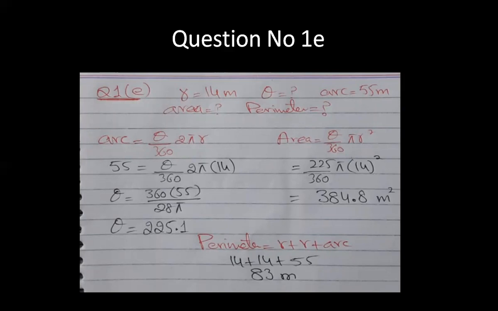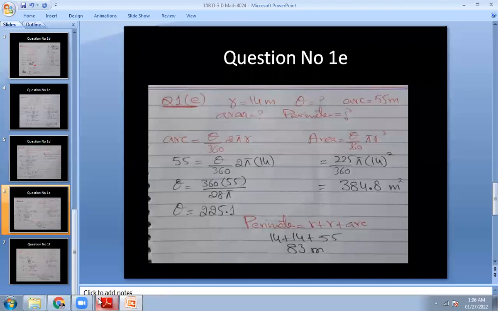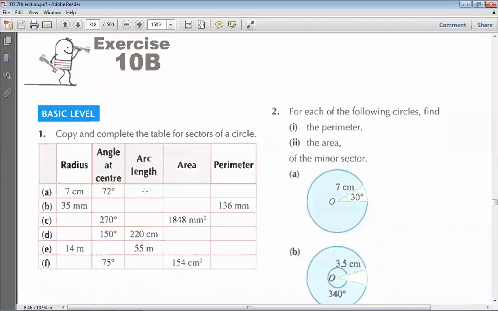The perimeter of the sector, the formula is radius plus the arc. So the radius is 14, and so 14 plus 55, and that will give you 83 meters. So this is how you do question number 1, and its E part. Hopefully you understand. Okay, so let's go to the F part.